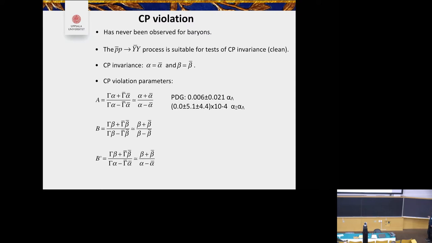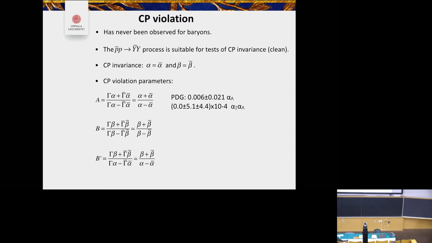And so the hyperon anti-hyperon process is very suitable to test CP invariance in the baryon sector, because if CP is conserved, the asymmetry parameters should be the same for particle and antiparticle, except for the sign. And presently, PDG has a 2% upper limit on the alpha from the lambda decay.